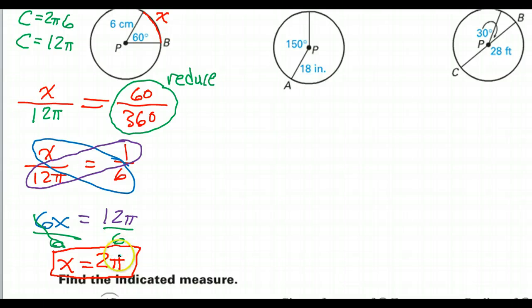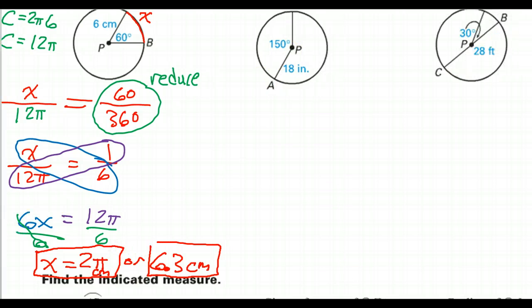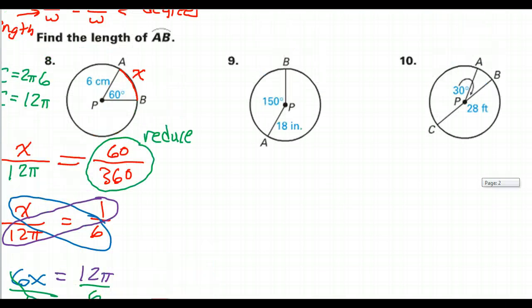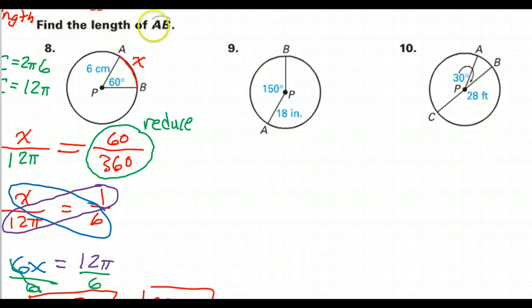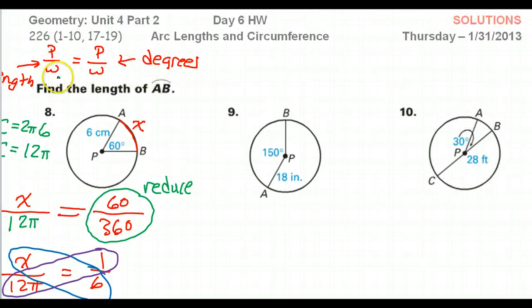You could put that in your calculator, and you would get 6.3. And we should not leave off the units. This is centimeters. All right, so 6.3 centimeters, 2 pi centimeters. That is how you do that. Okay, so whenever they're asking you for arc length, think part over whole equals part over whole. Let's do it again.